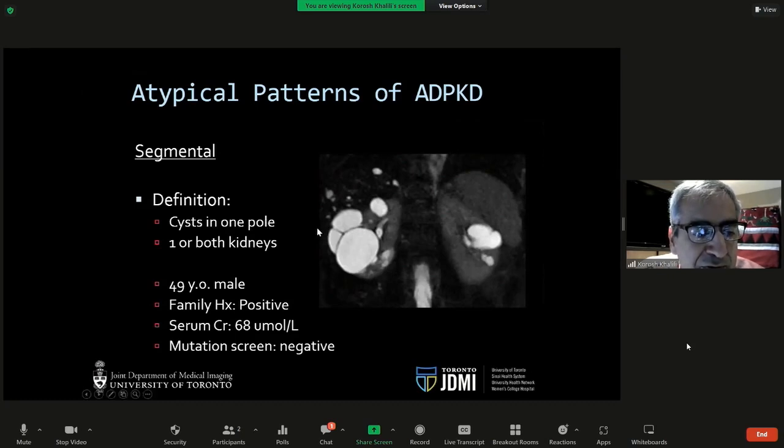The disease can also be segmental, where one portion of one or both kidneys can have cystic disease, and then other portions of the kidneys are spared. And so something like this, where this patient has multiple cysts in the lower pole of the right kidney and a few cysts in the mid portion of the left kidney, but then there are regions in both kidneys that are uninvolved.